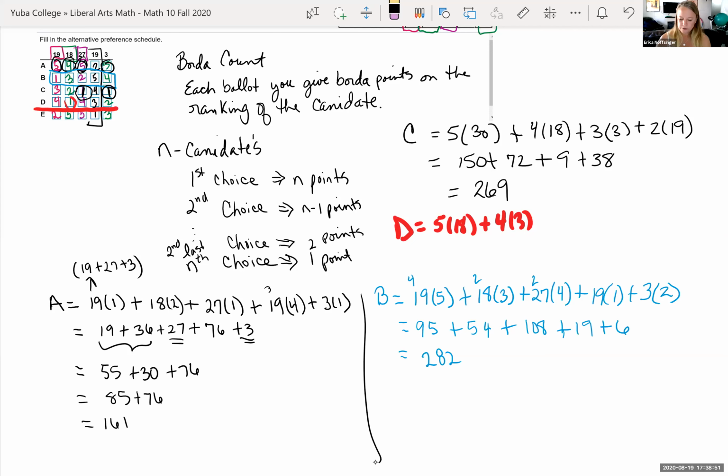Third choice, that's 3 points. And right here, that third choice, there's 19 people. Fourth choice, there's 19 people. Fourth choice, they only get 2 points times 19. So 5 times 18 is 90, plus 4 times 3 is 12, plus 3 times 19 is 57, plus 2 times 19 is 38. So 90 plus 12 plus 57 plus 38 is 197.